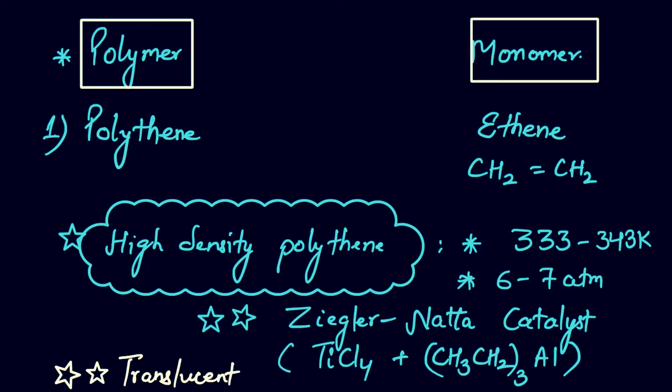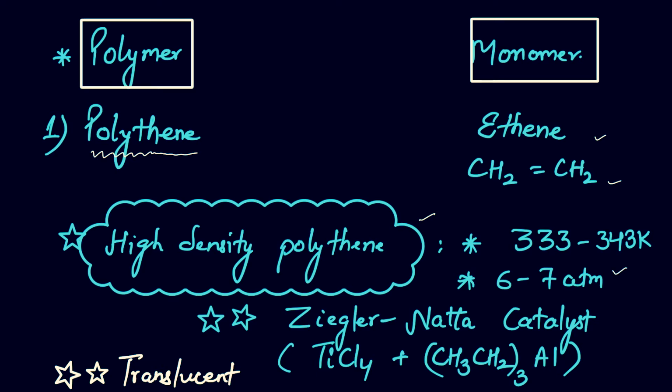Now let's study about the polymers and their monomers. Now the first polymer is polythene. The monomer for polythene polymer is ethene molecule. It is important to note that polythene is basically of two types, high density polythene and low density polythene.